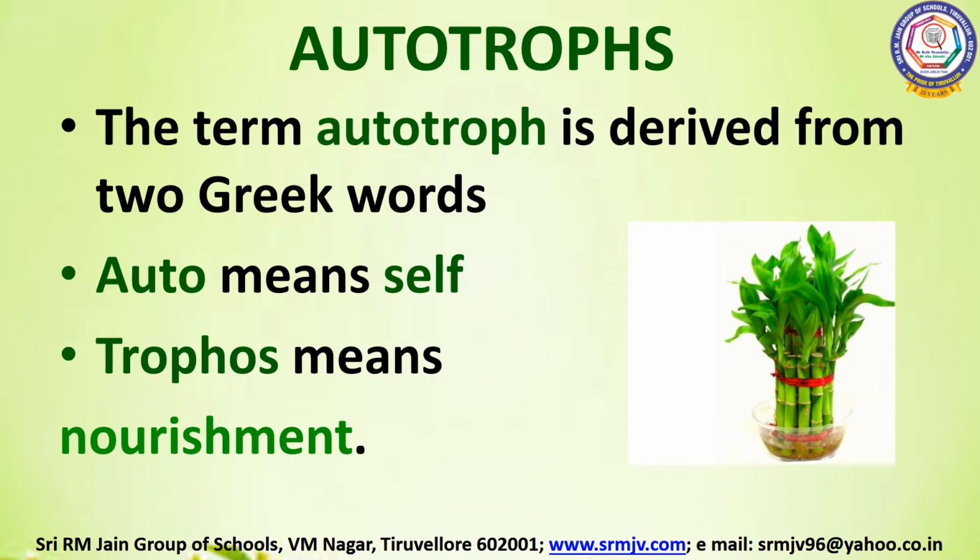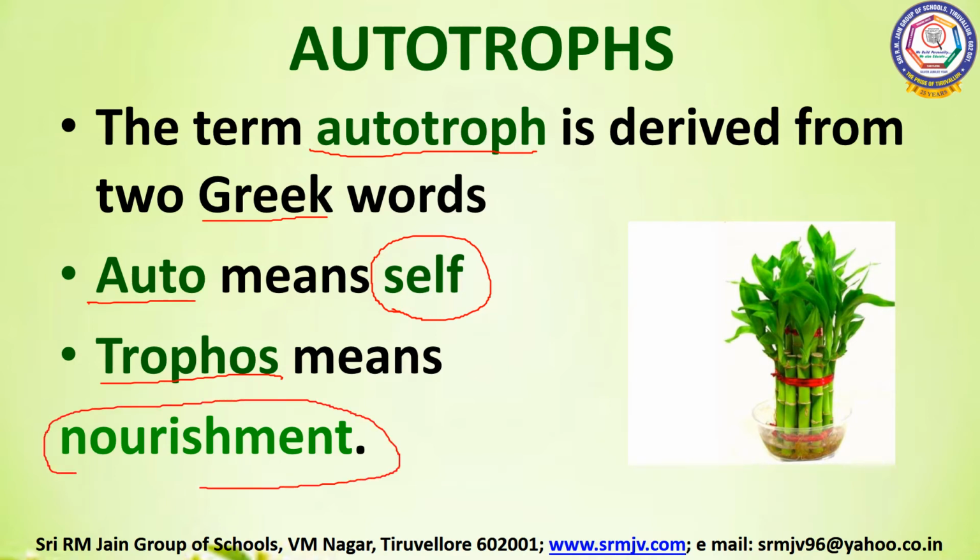Autotrophs. The term autotroph is derived from 2 Greek words. Auto means self. Trophos means nourishment. So, autotroph means self-nourishment. Instead of obtaining their food from other organisms, plants prepare food for themselves using simple substances.